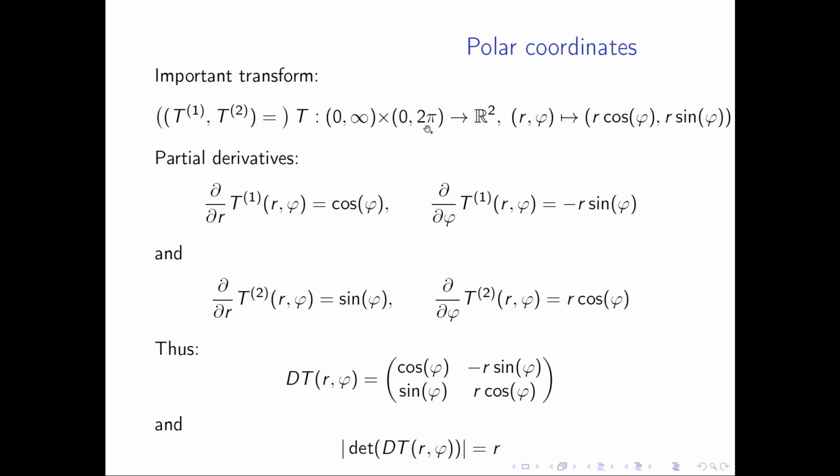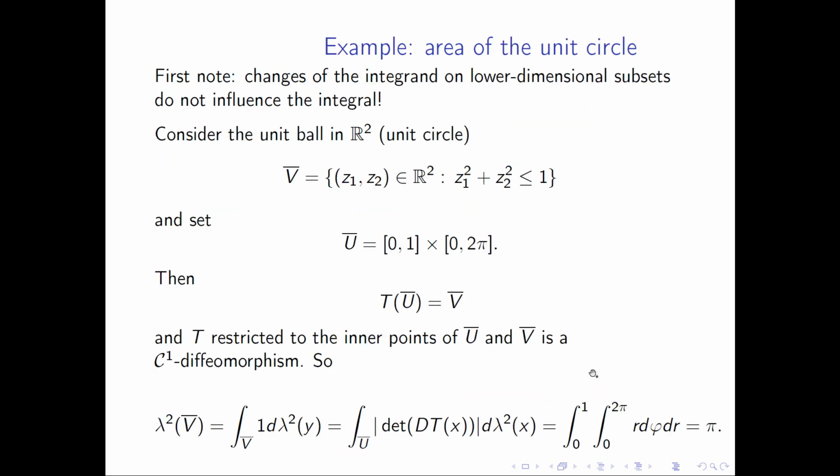If you play around a bit with the sets, because this openness is in the definition. But for applying it to integrals later on, we will see we can ignore lower dimensional subsets. This is a Jacobi matrix, and this is the determinant of the Jacobi matrix. Okay, so as I said, changes of the integrand on lower dimensional subsets do not influence the integral. So one can be a bit sloppy about openness or closedness of the set U.